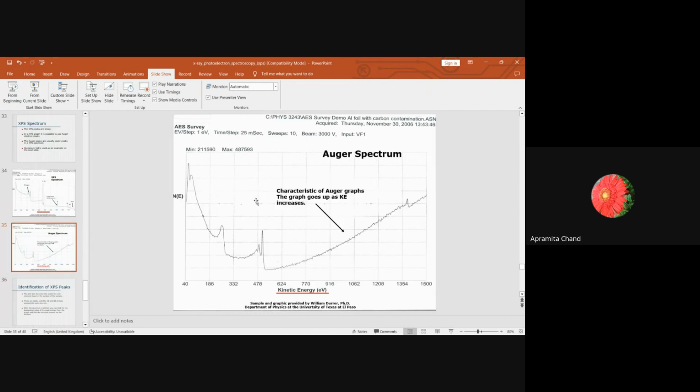If we zoom onto the Auger spectrum, we see that the graph in an Auger spectrum grows as the kinetic energy increases.